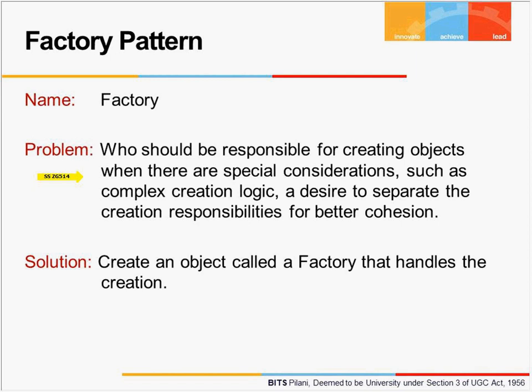The solution will in fact help us understand the problem much better. But in a quick nutshell, the factory pattern provides special consideration when complex creational logic is involved. The solution it proposes is to increase the cohesion of the design as well as keep in mind the concept of separation of concerns. The solution is to create an object called a factory that handles the creation. One question: what do you mean by complex creation logic? I'll explain that with an example, and then you'll understand what I mean.